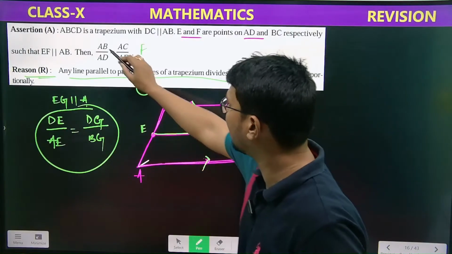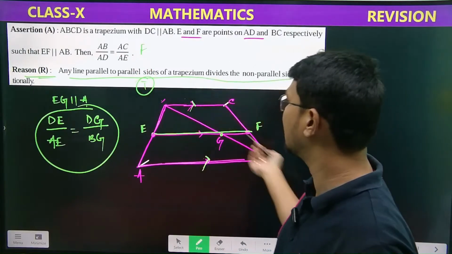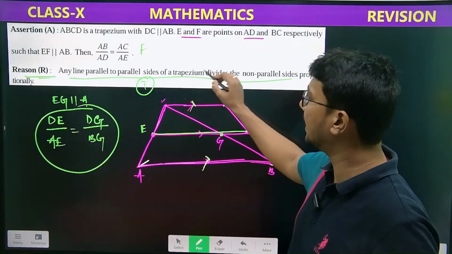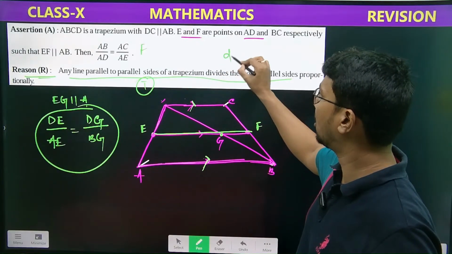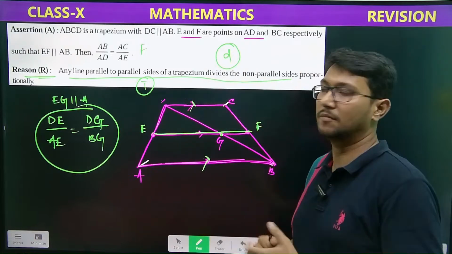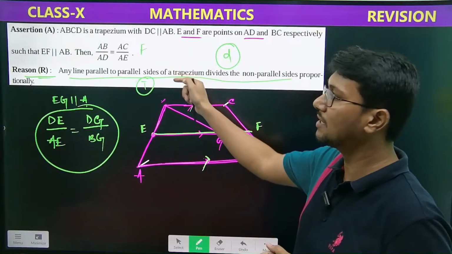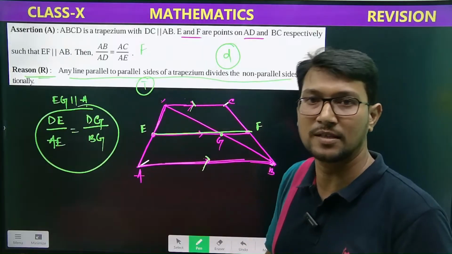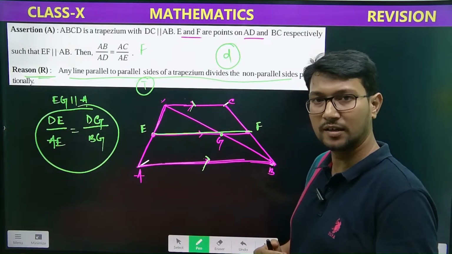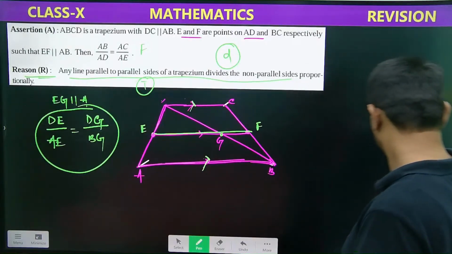So never AB by AD, never AC by A. That is wrong. So which one is true? The reason. Hence, as per the option in your question paper, you'll get D. That means A is false, R is true. I hope that's clear, everyone. Moving to the next question.